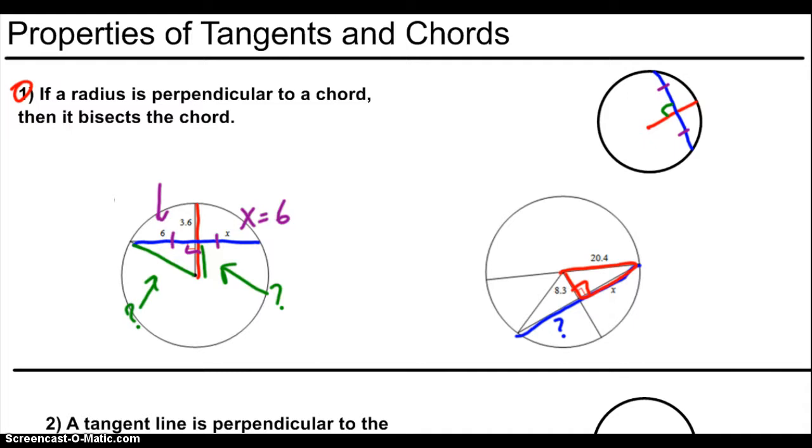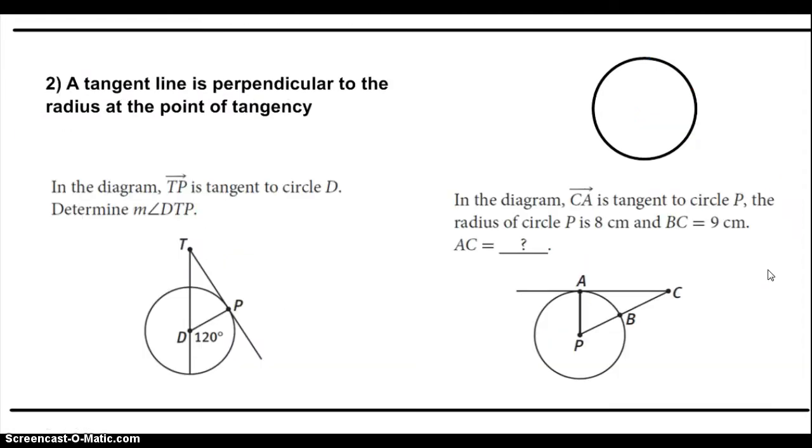Hopefully, you should get something that looks like this. 8.3 squared plus x squared equals 20.4 squared. And if you do your math correctly and solve it out, you should get x is approximately equal to 18.64. And that is the first property. Let's take a look at the second property.